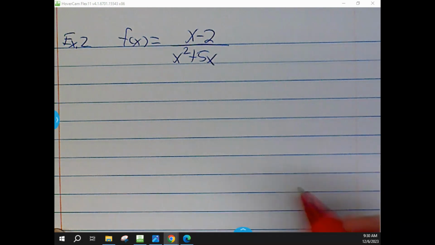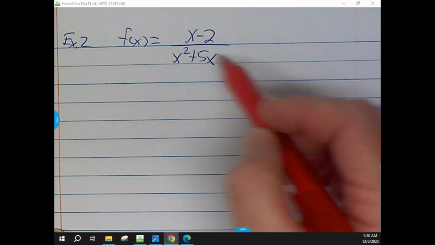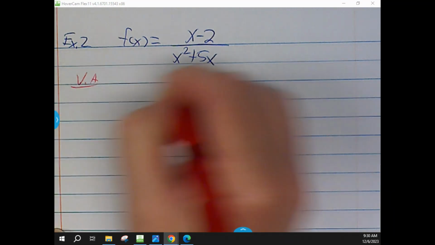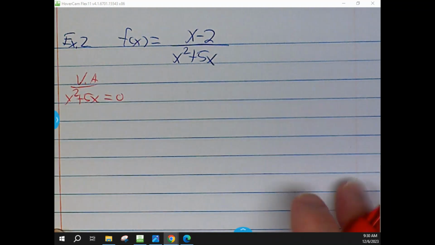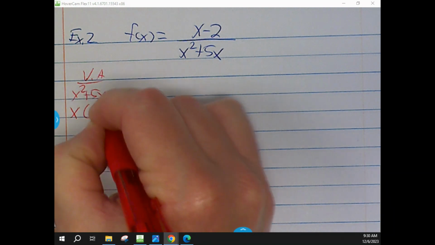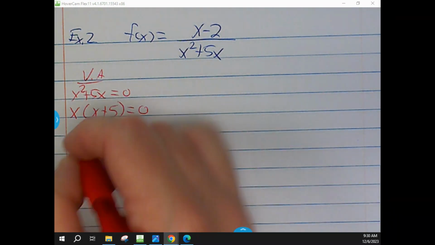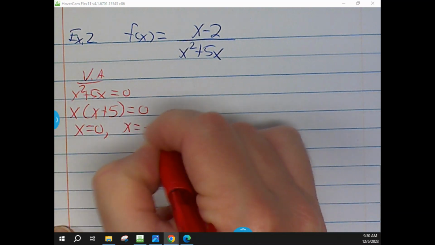All right, we know nothing. Now, we could factor it out, but again, if we do that, we know nothing's going to cancel because we've got x and x minus 5. So for our vertical asymptotes, again, it's just denominator equal to 0. Again, to work on your factoring skills, if it's x squared plus 5x, you can factor an x out of both of them. And then setting both of those equal to 0, we get x equals 0, and then x equals negative 5.